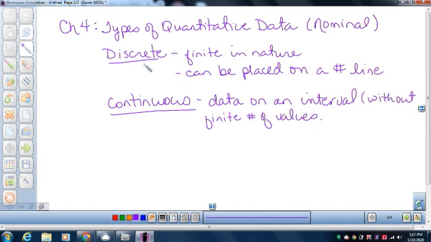So to give you an example, with discrete data, in a lot of cases we're talking about the number of something. The number of siblings, the number of pets, the number of AP courses you took in high school. Whereas continuous data is usually measurements.